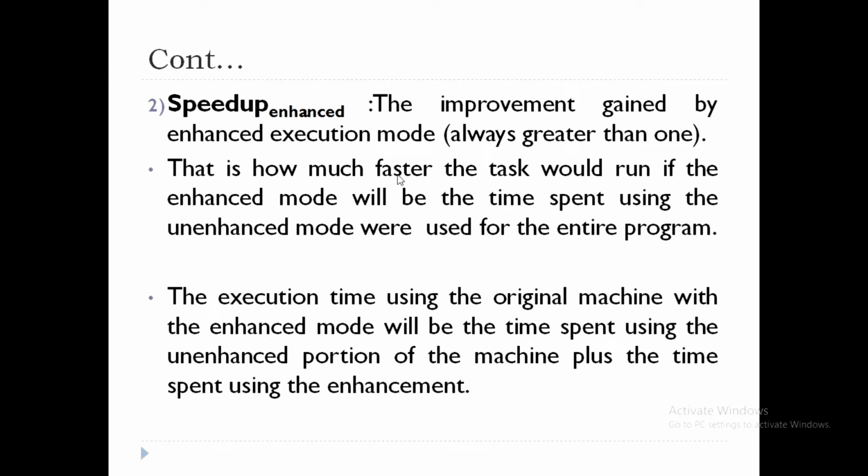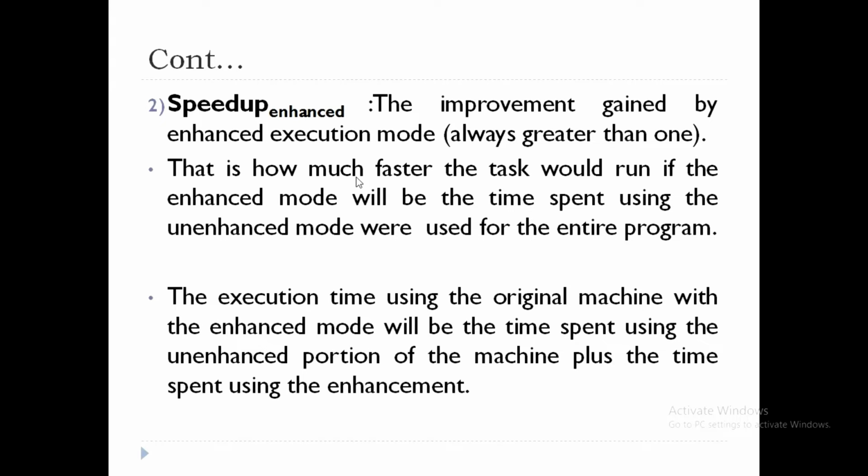It is actually a value. It is always greater than 1. So this is how much faster the task would run if the enhanced mode were used for the entire program. That is speedup enhanced.